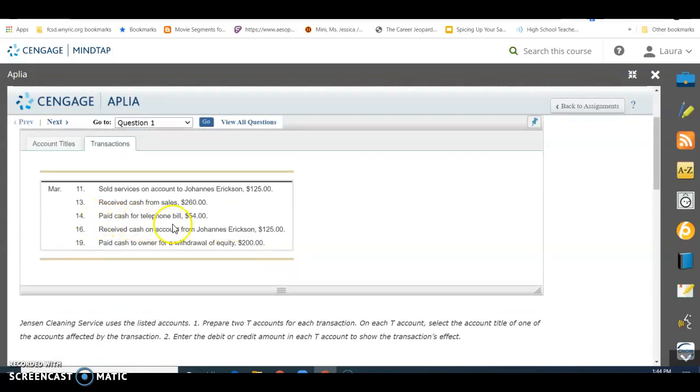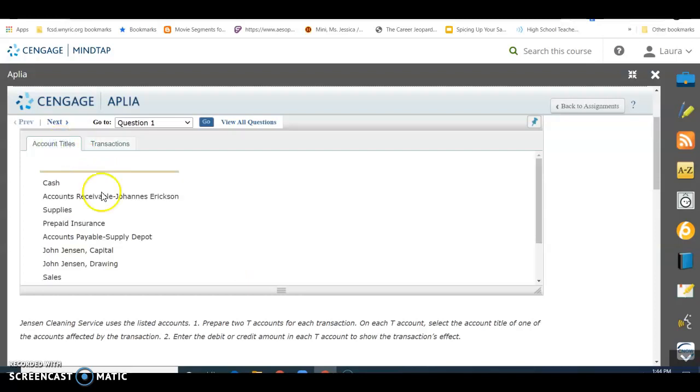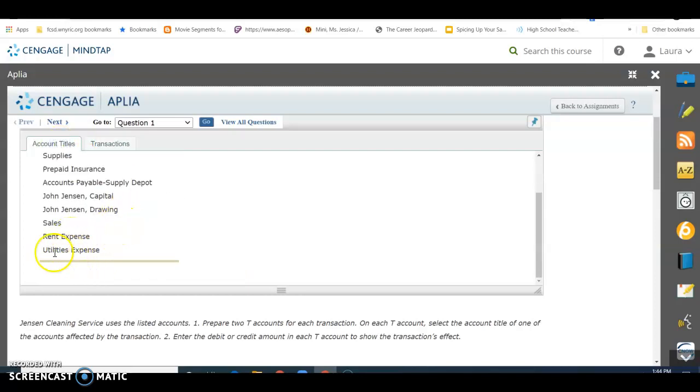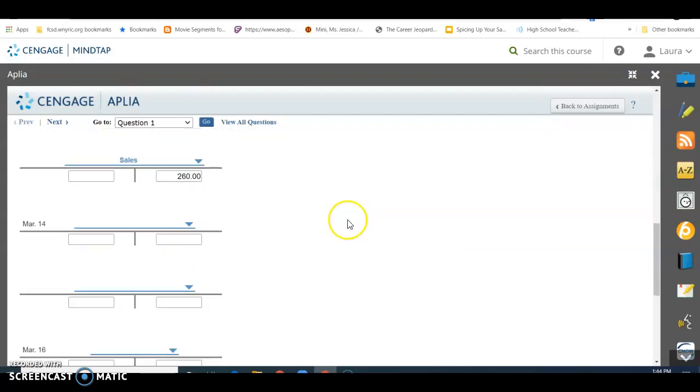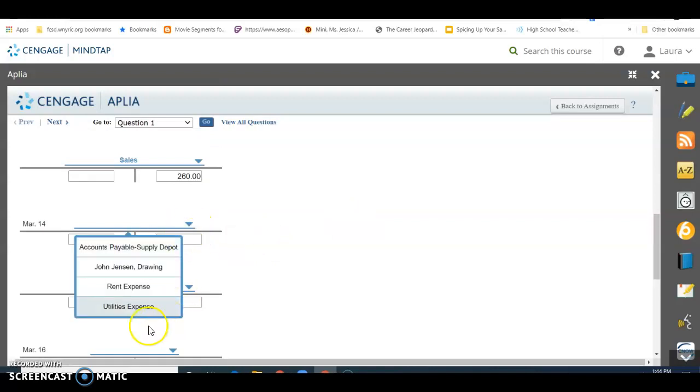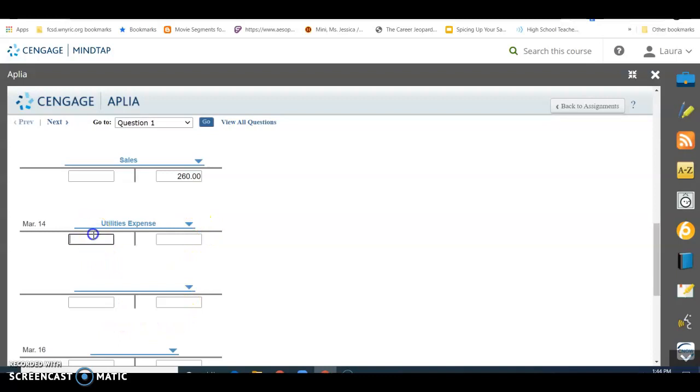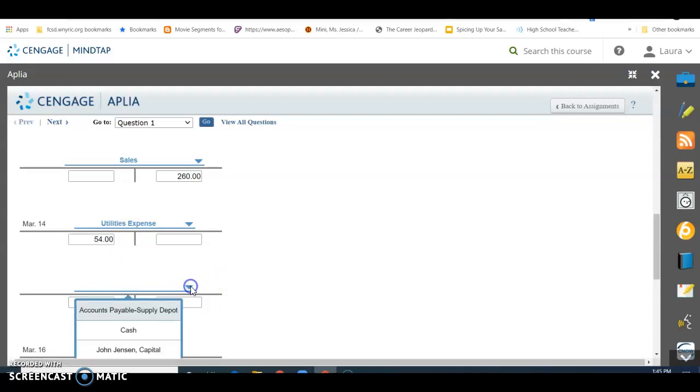14th, paid cash for the telephone bill. So if we're not sure how to label telephone bill, again, we go over here. We look at this, and here it is, utilities expense. Telephone is a utilities expense. So paid cash for telephone bill, $54. So down here, what did we do? All expenses increase on the debit side. So we're going to have a utilities expense for $54. It increases our expense, it shows as an increase as a debit.